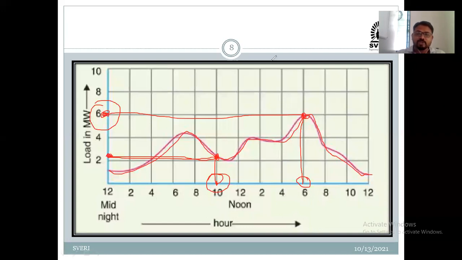Based on this load curve, it is easily possible for any individual or any particular person to predict how much load is connected to the system at which particular time. एखाद्या टाइम इंटरवलला त्या पर्टिक्युलर सिस्टीमला किती लोड कनेक्ट होता, that you can find out with the help of this load curve.